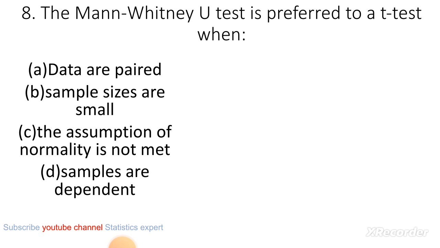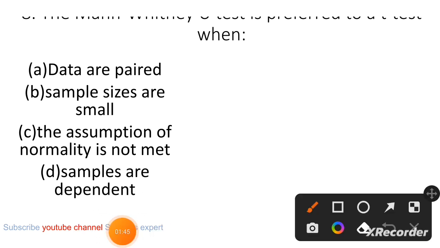Let's move on. The Mann-Whitney U test is preferred to a t test when: A, data are paired; B, sample sizes are small; C, the assumption of normality is not met; D, the samples are dependent. Hence option C is the right option.